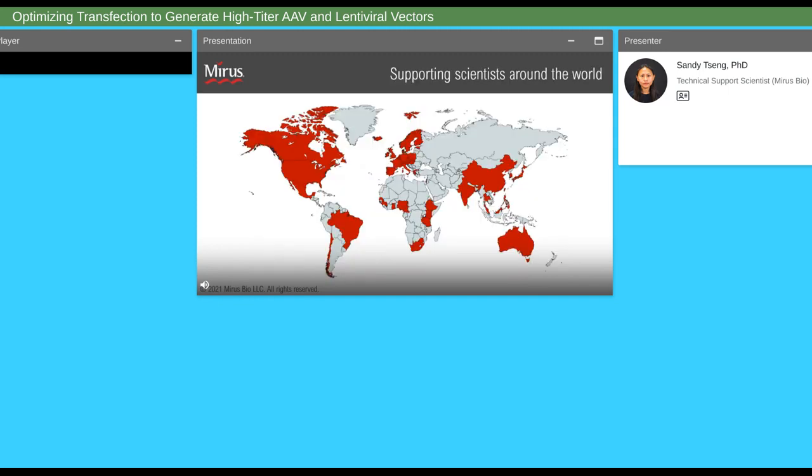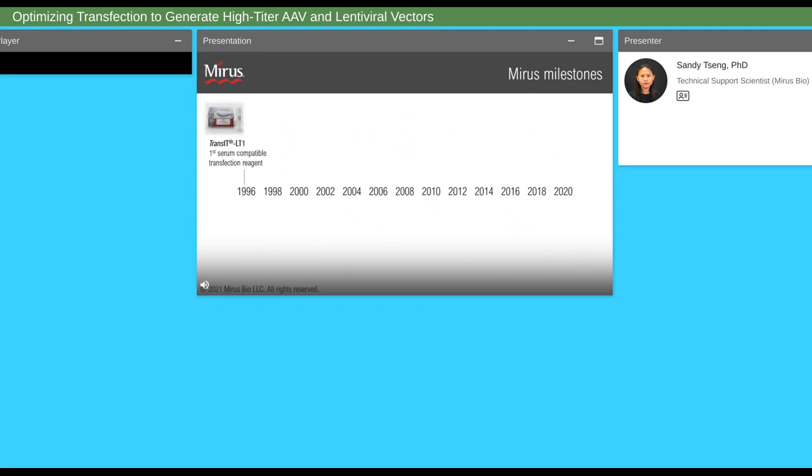However, our reach is international and we offer distribution and support for scientists around the world. Here, I just want to highlight a few milestones in Mirus history and how we've evolved over the years to meet the needs of the scientific community. Our first transfection reagent that is still a big hit today is TransIT-LT1. It was the first to be compatible with transfection of cells that were still growing in serum-containing media, and it did so with high efficiency and low toxicity, hence LT for low toxicity.